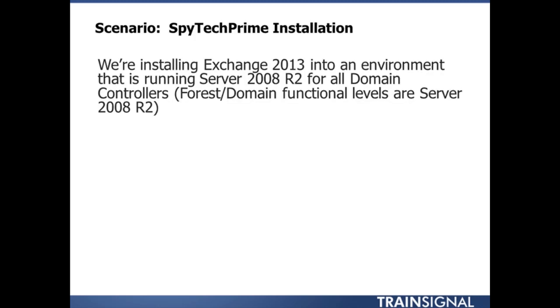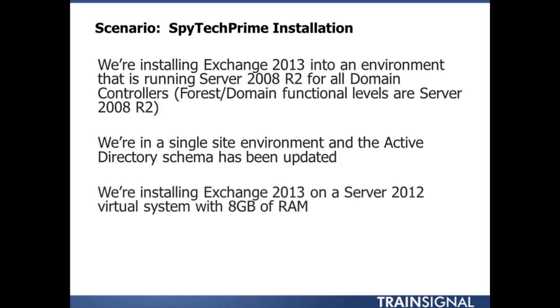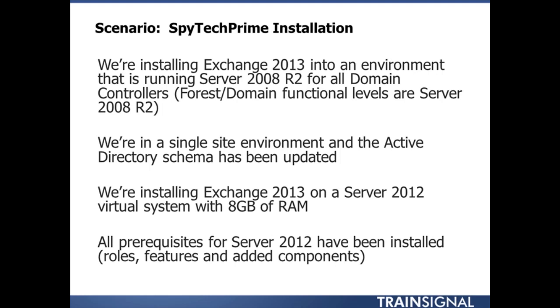So let's consider our scenario for a moment with SpyTech Prime. We're looking at installing Exchange 2013 into an environment that's running Server 2008 R2 for all domain controllers. And we have a forest and domain functional level at Server 2008 R2. So we meet that requirement. We're in a single site environment and the Active Directory schema has been updated. We're installing Exchange 2013 on a server, it's Server 2012, and it's running as a virtual system with 8 GB of RAM. All of the prerequisites for Server 2012 have been installed. The roles and features and added components that are necessary for your Exchange 2013 installation.